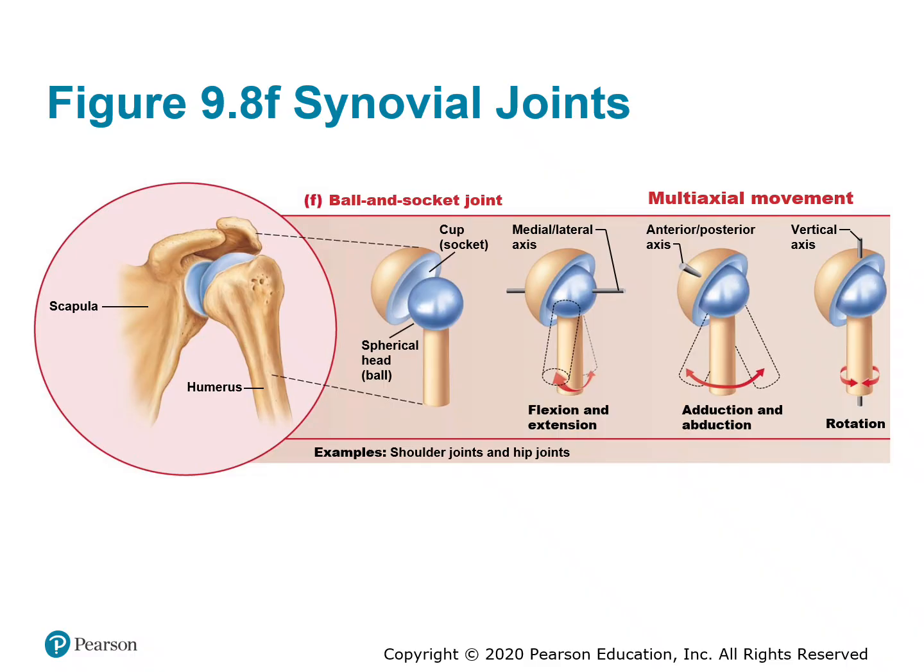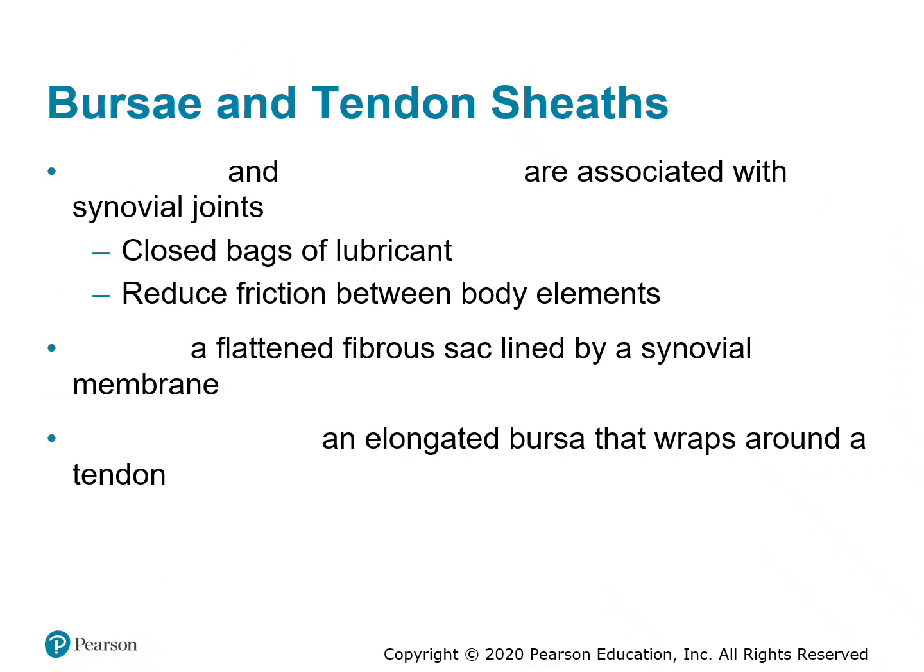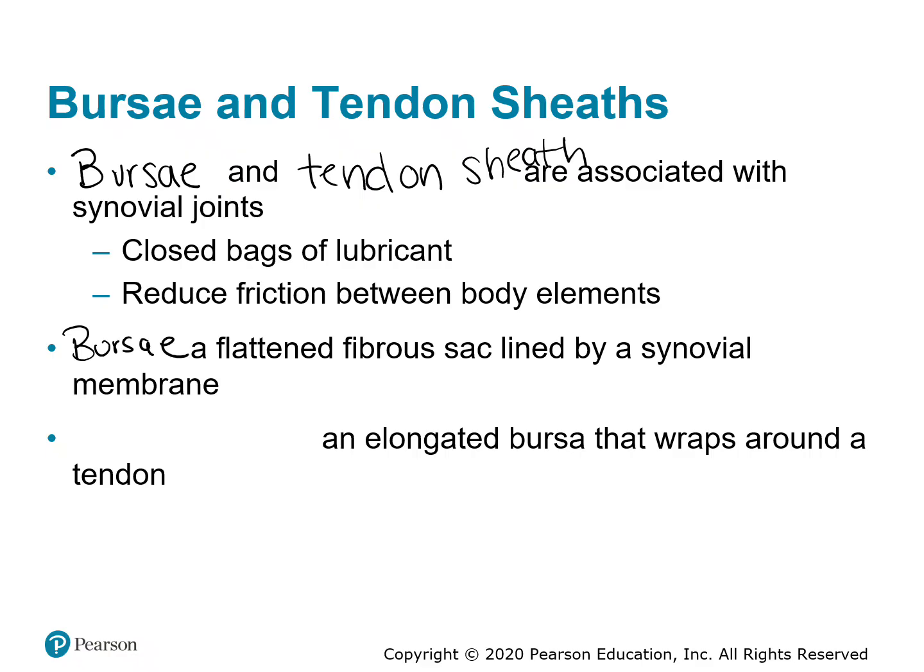Okay, that's all I'm going to talk about. There's like two more. Bursa and tendon sheaths are usually going to be associated with synovial joints. Bursa is pretty much a closed bag full of usually some kind of fluid, and that just helps to reduce friction on your joints. Bursa is a flat fibrous sac that is lined by the synovial membrane, and then a tendon sheath is just a long bursa.